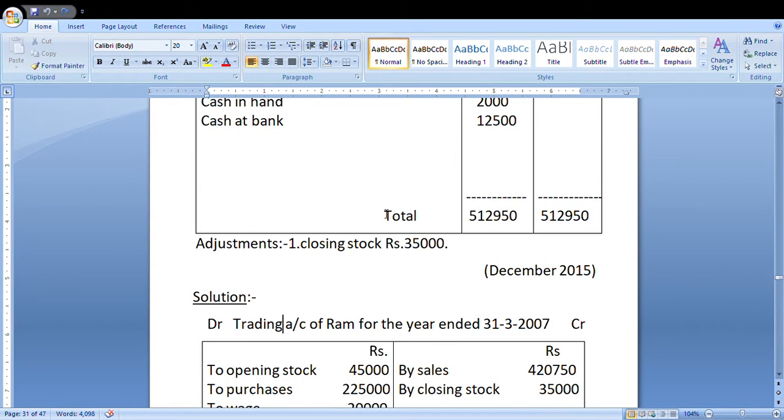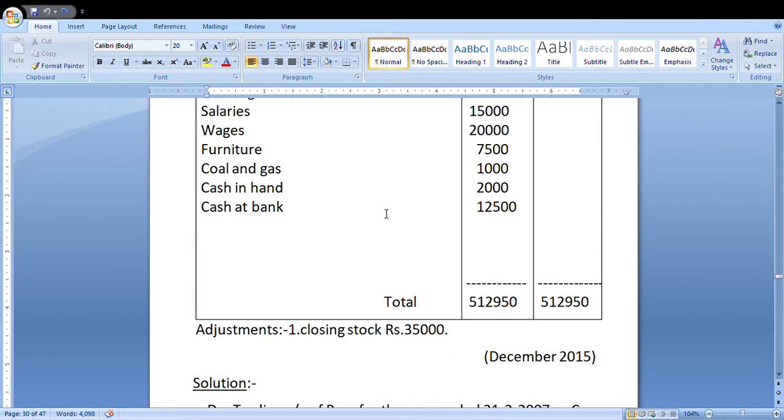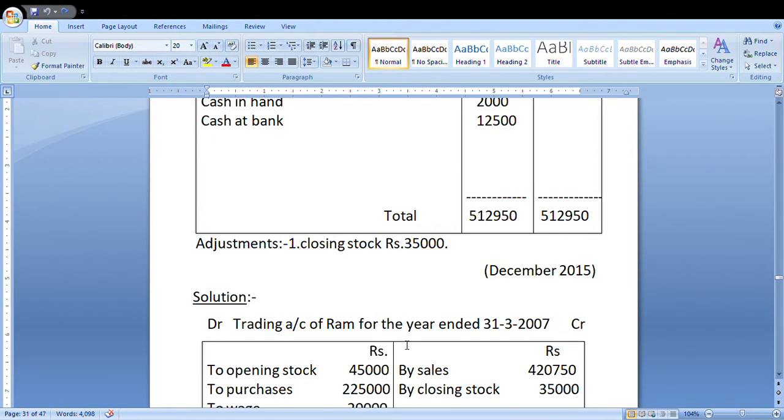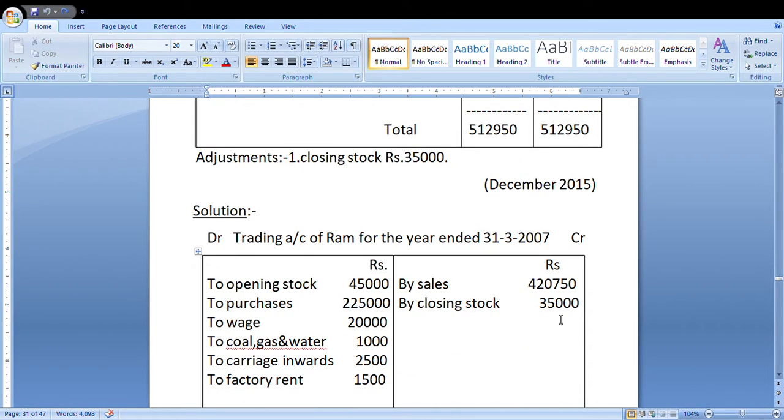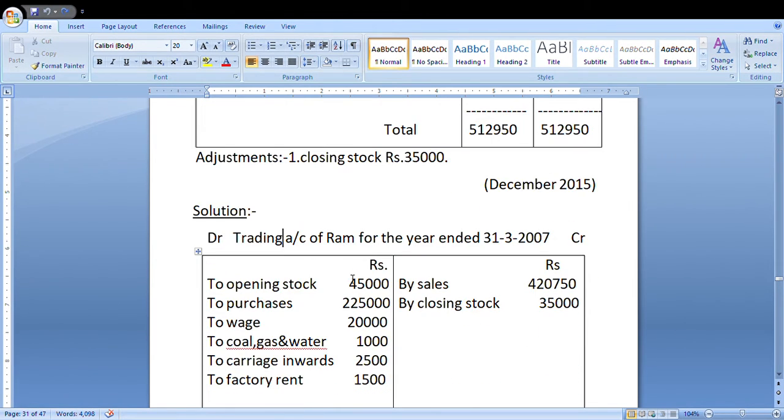Next, these all are over in the problem. Outside the problem, adjustments. Any adjustment you have to enter two times. This is closing stock. Enter it first in the trading account, credit side, as closing stock. After that, enter it in the balance sheet, asset side. These all are over in the trading account. These all are the items.